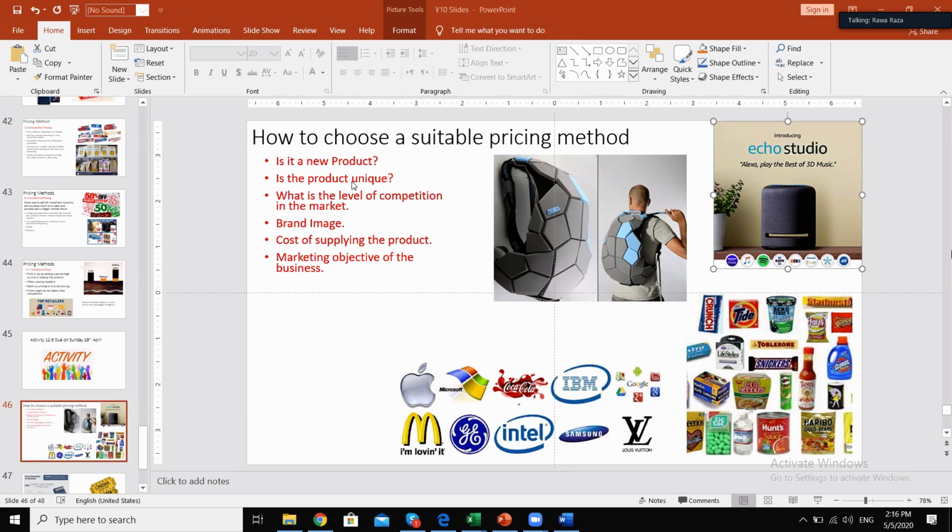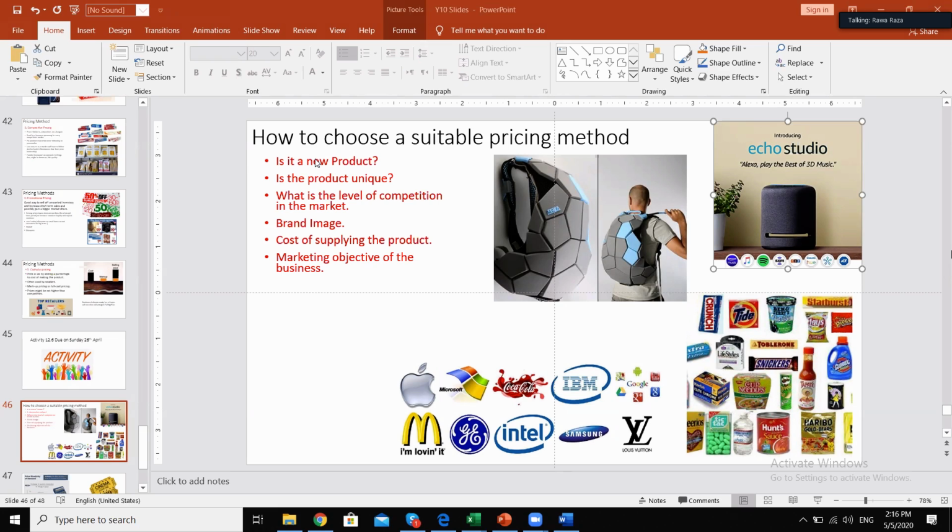So second criteria you look at is if the product is unique, like this backpack that we have here. Since it's a new unique product, you might go with price skimming and not necessarily look at the market competition level. Or go with penetration pricing since you wanted to be cool by having a high price. So not everybody is able to buy it. That's how you create a good quality image for it.